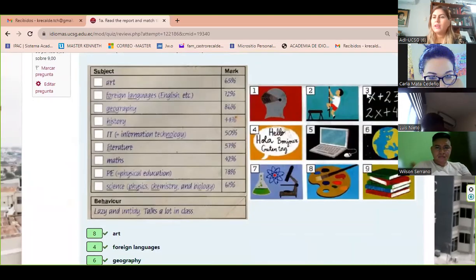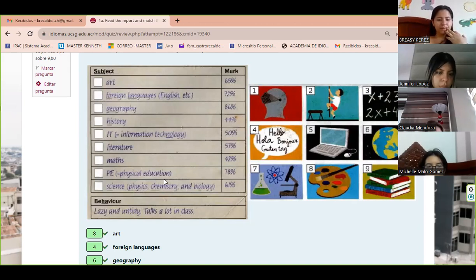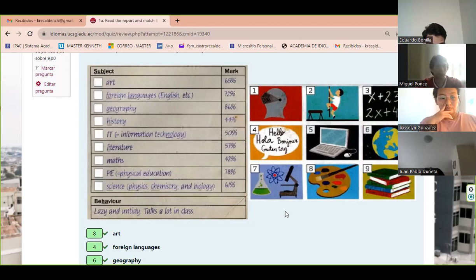Okay, so very good. Abigail, would you please tell me, how do you pronounce this subject? Geography. Good. Sophia, how do we pronounce? Geography. Good. Marcela, how do we pronounce this subject? Math. Good. Very good. Jennifer, how do we pronounce this one? Physical education. Perfect, Jennifer. Claudia, this one. Physics. Excellent. Michelle, this one. Chemistry. CH is like chemistry. Good. Very good.